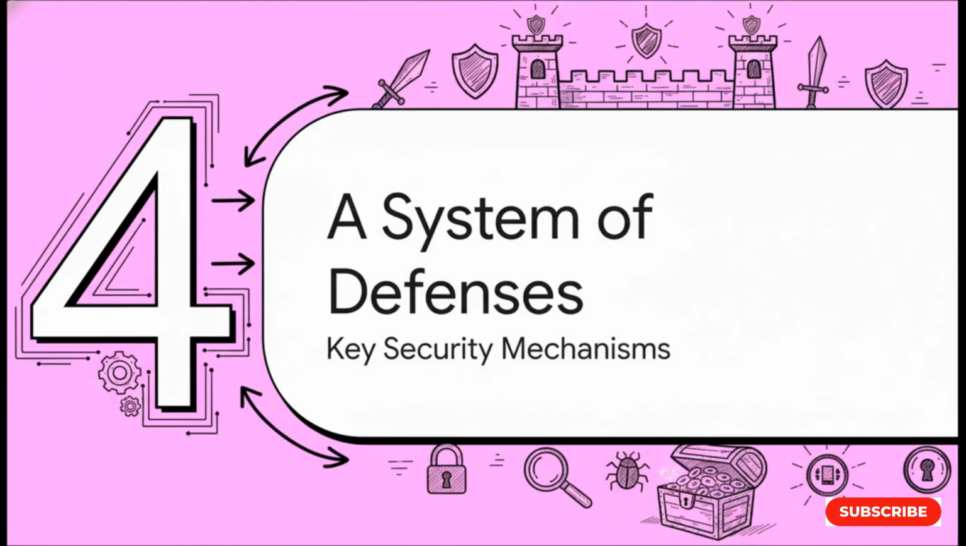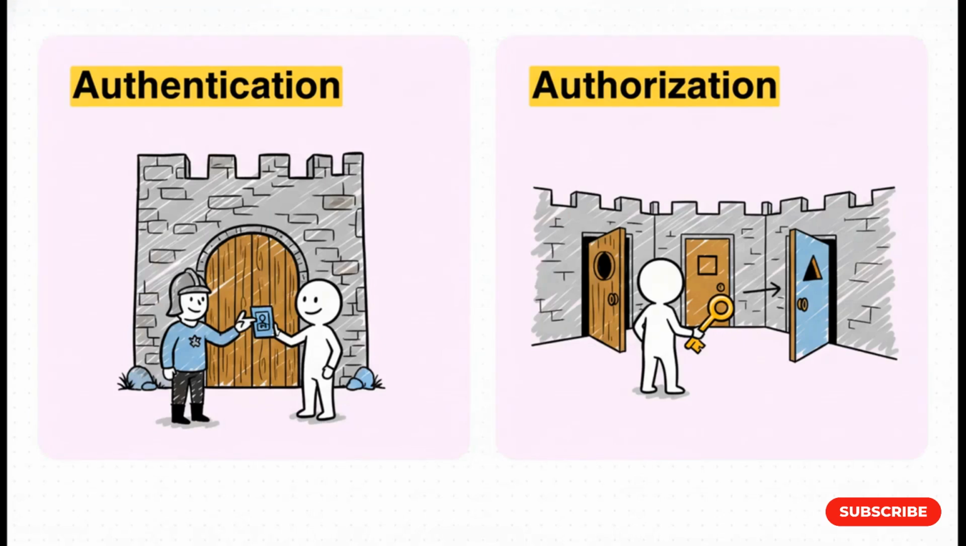Now, to make that happen, an operating system uses a whole system of defenses. This is the arsenal of our fortress. Let's look at some of the key tools it uses. Okay, this is a super important difference. Authentication is the guard at the main gate checking your ID. It's you proving you are who you say you are, maybe with a password or your fingerprint. But just because you're inside the fortress walls doesn't mean you can go everywhere. Authorization is about what you're allowed to do once you're inside, which doors your key can actually open.